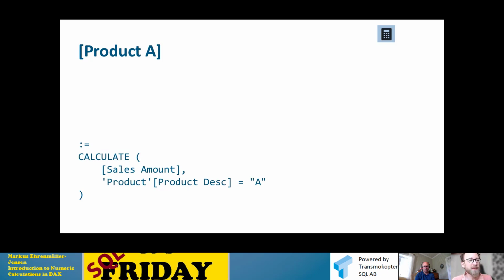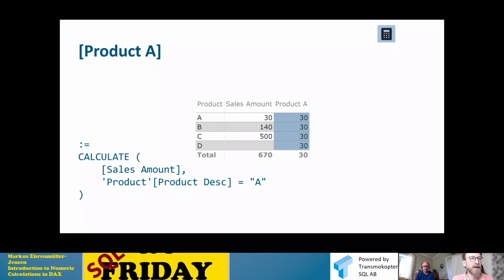So I ask, please, for the sake of the measure product A, don't show me all the sales amount, but only show me sales amount which fulfills the condition where the product description is A. What we end up with is the products A, B, C, D, and a total. I have the sales amount 30, 140, 500, the same up to, say, 670. So the same example we have seen in the previous slides and examples.